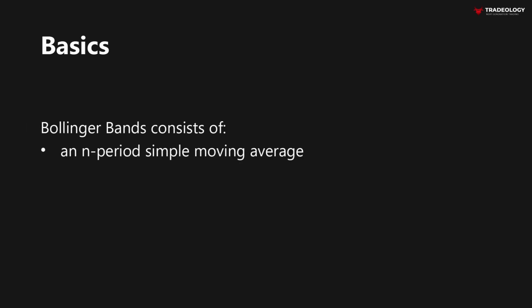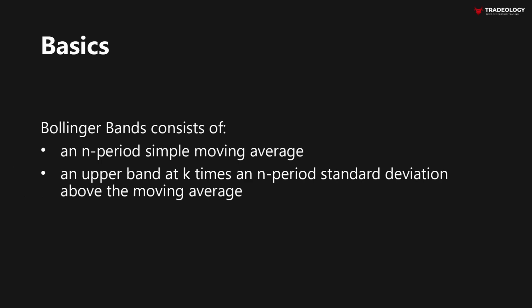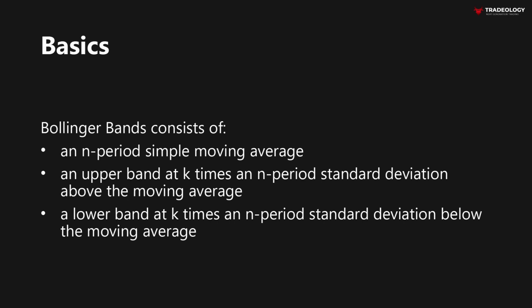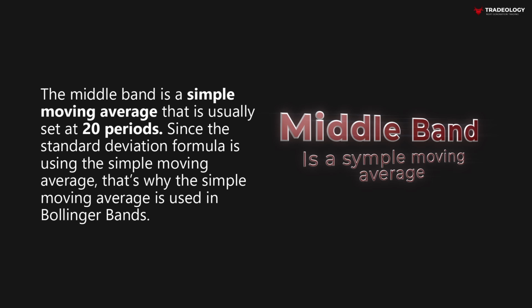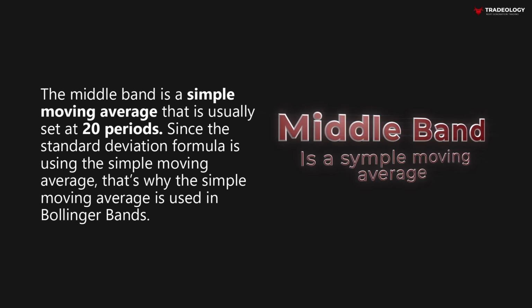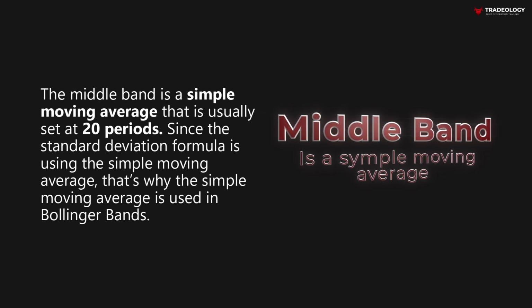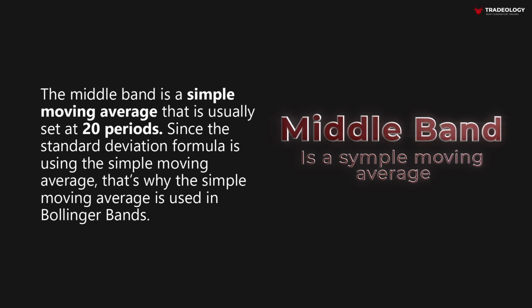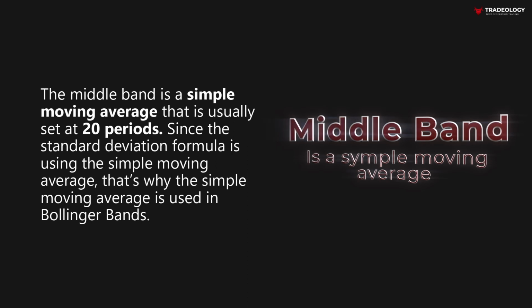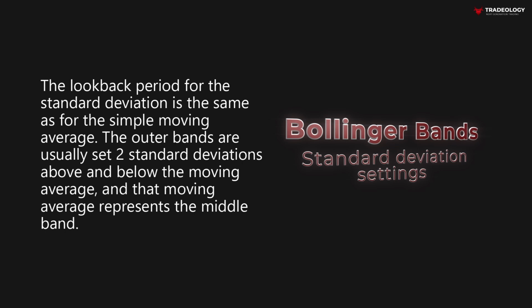Now, the basics of Bollinger Bands. Bollinger Bands consist of an N-period simple moving average, an upper band at K times an N-period standard deviation above the moving average, and a lower band at K times an N-period standard deviation below the moving average. The moving average is usually set at 20 periods. Since the standard deviation formula is using the simple moving average, that's why the simple moving average is used in Bollinger Bands. The look-back period for the standard deviation is the same as for the simple moving average.